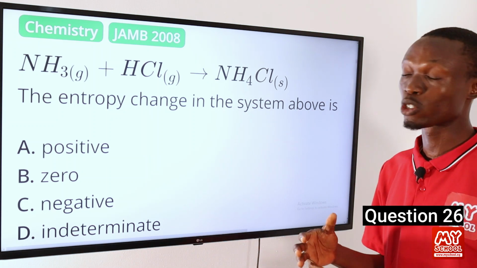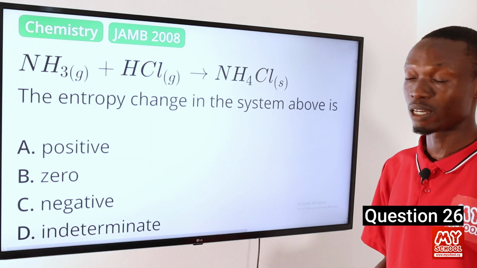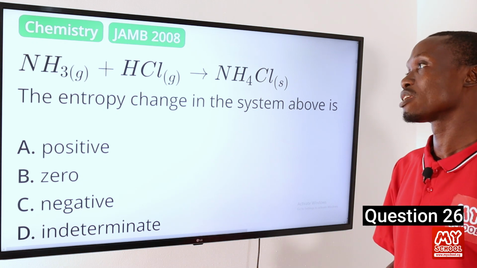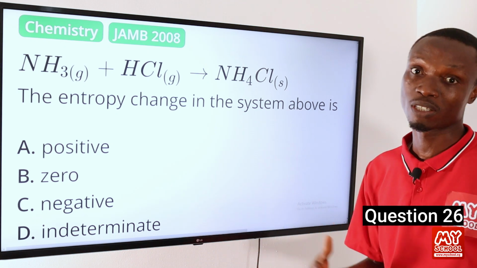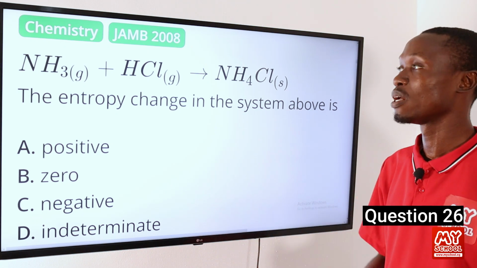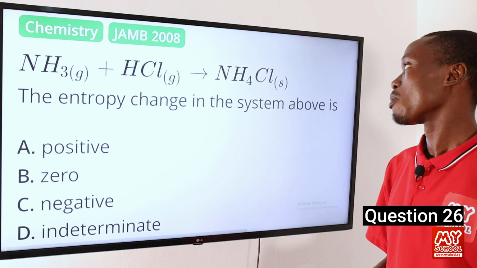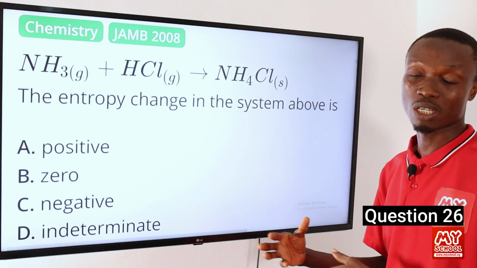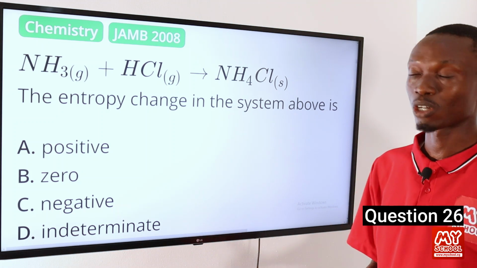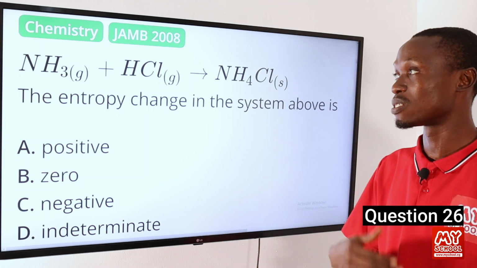So we should know that entropy simply means the degree of disorderliness of a system. If we are moving from solid to gas, entropy is increasing, so in that case, we can say entropy is positive, right? But when we are moving from gas to solid, we say entropy is reducing. So in that case, we can say entropy is negative.